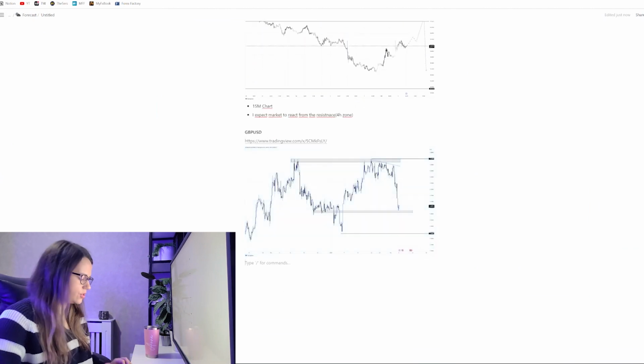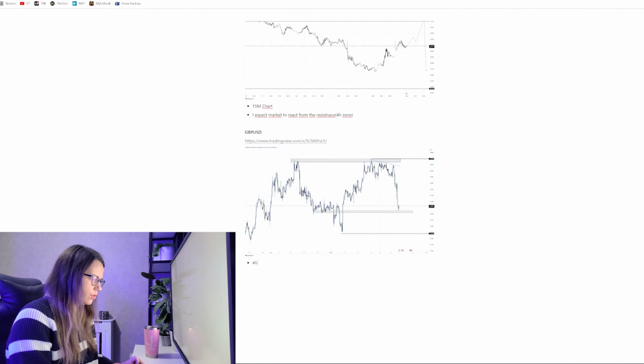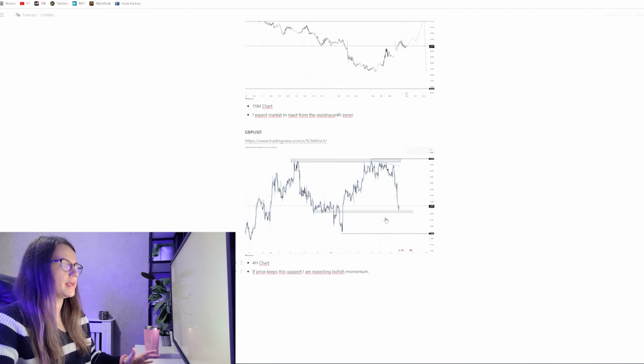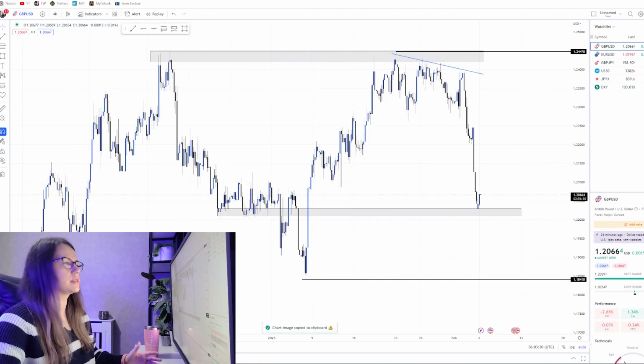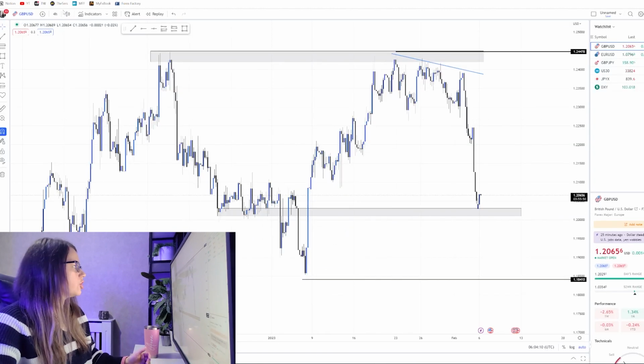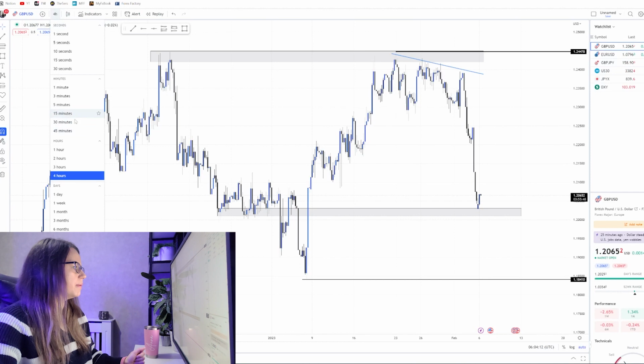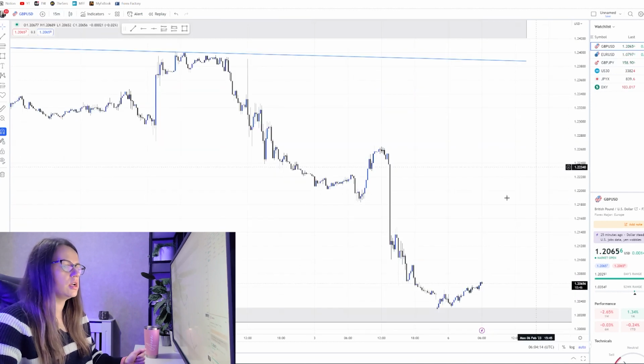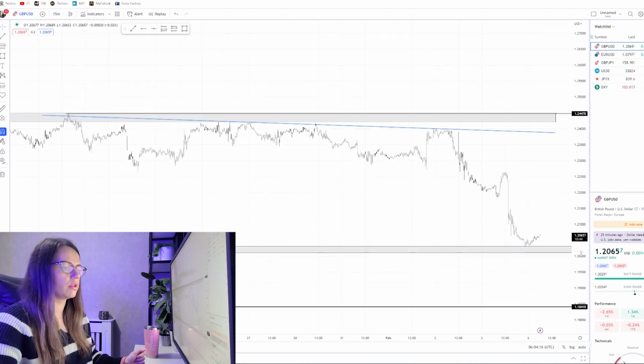Right, and then again, just write the same thing, that it is 4 hour chart. Right, so if the price keeps this support in here, then I am expecting bullish momentum. And then I can drop to 15 minutes to see what's happening, even a little bit better, to see where we could get some entries.